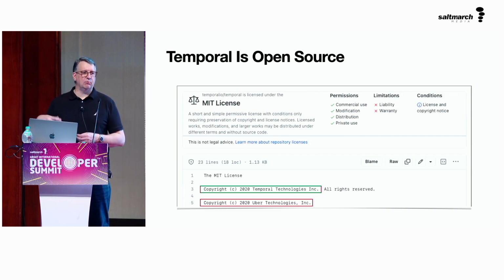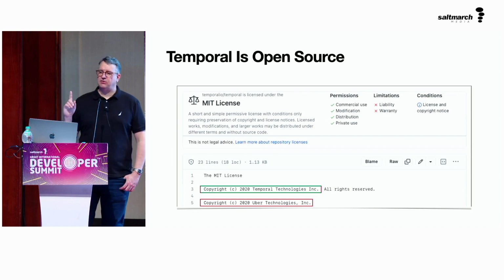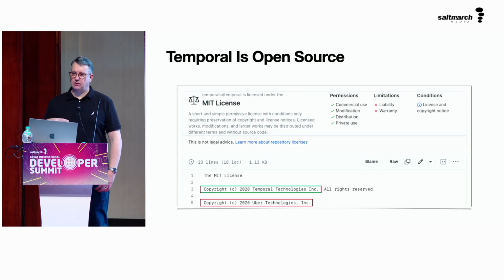In both cases, very liberal, permissive licenses that don't require you, for example, to contribute your changes back and anything like that. But the thing that the license does require of you is that you include the attribution. So you can't, for example, take the Temporal source code and change it and then claim that you wrote the whole thing. You have to leave in the copyright notice.